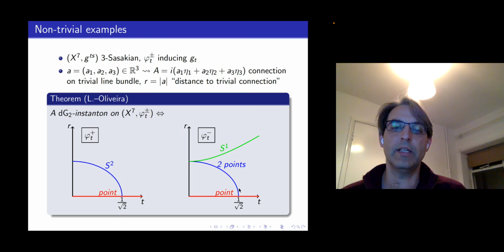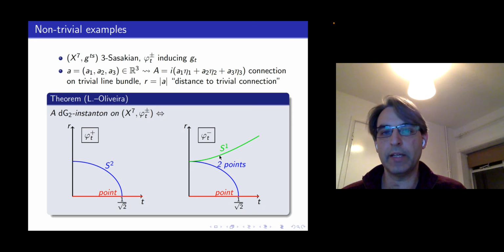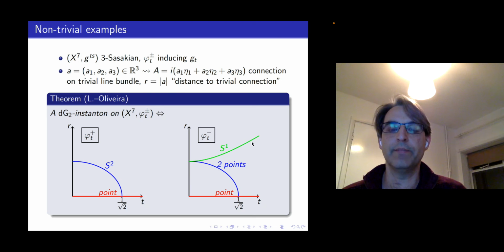Again, between T is 0 and 1 over root 2. But then we have an additional feature. We have an S1 family of DG2 instantons defined for all positive T. And so we see that all in all, we get a whole bunch of new DG2 instantons for any 3-Sasakian 7 manifold and for a variety of different G2 structures on it.